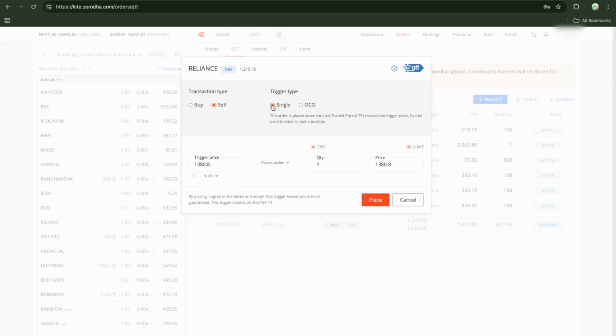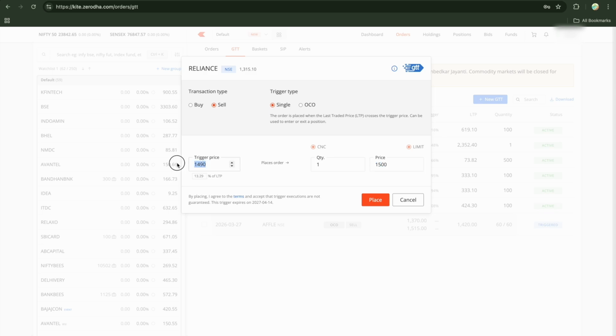Now when we talk about a single order, it means that you just want to sell, no conditions here. Let us say the price is 1315 right now and you want to sell it at 1500. So you can say 1500 as the trigger price and 1500 as the target price, the limit price. When the price reaches 1500, the order will be placed to the exchange with the limit price of 1500. You can even say 1490.